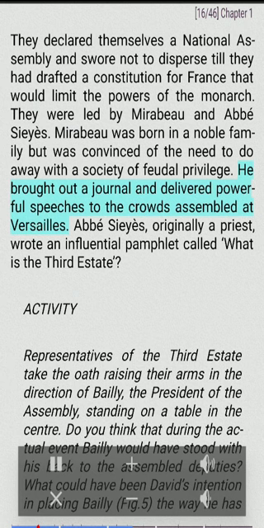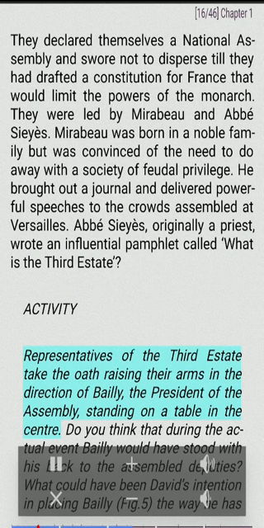Mirabeau was born in a noble family but was convinced of the need to do away with a society of feudal privilege. He brought out a journal and delivered powerful speeches to the crowds assembled at Versailles. Abbé Sieyès, originally a priest, wrote an influential pamphlet called What is the Third Estate?